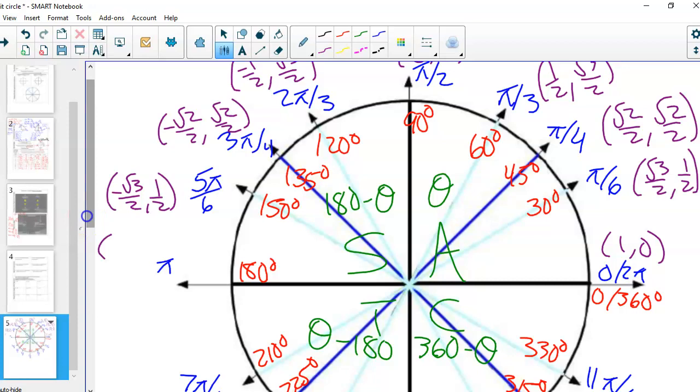This is going to be negative 1, 0. Wait, I missed the last one. Which one? Just up a little.